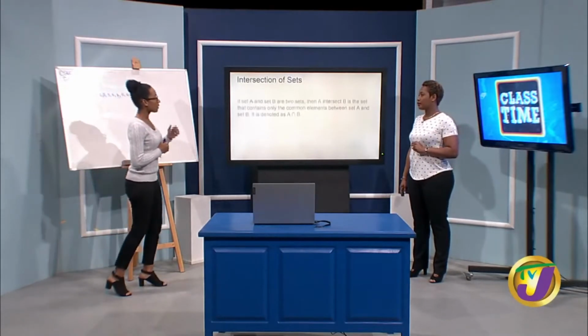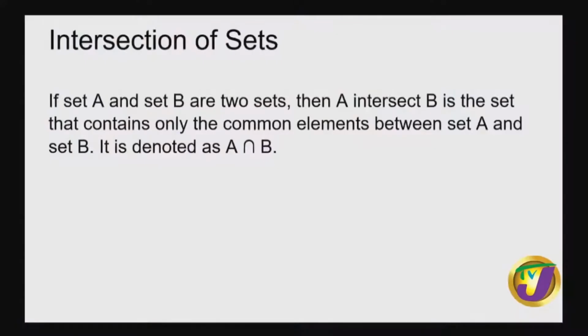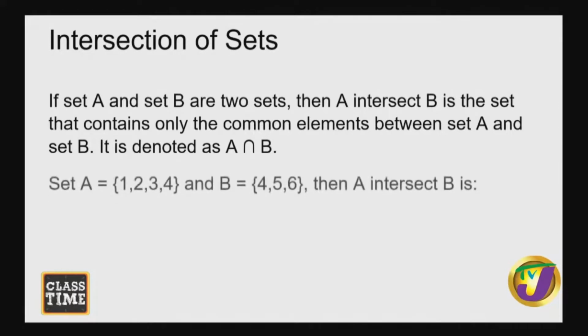Great. Right. So if set A and set B are two sets, then A intersect B is the set that contains only the common elements between set A and set B. It is denoted as A, and we see the symbol here. It looks like an upside down U. Right. Intersect B. So let's see if we get what we just read.